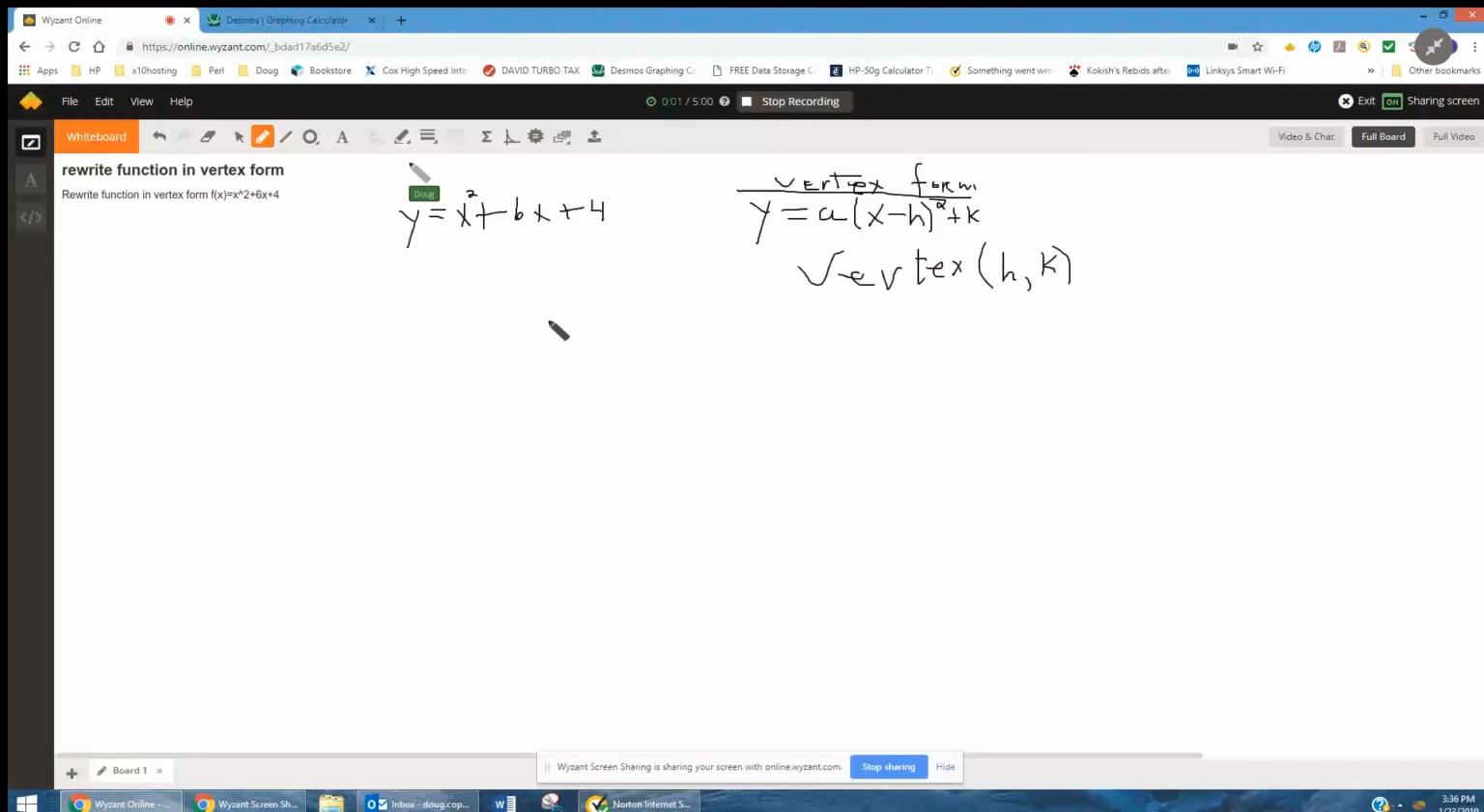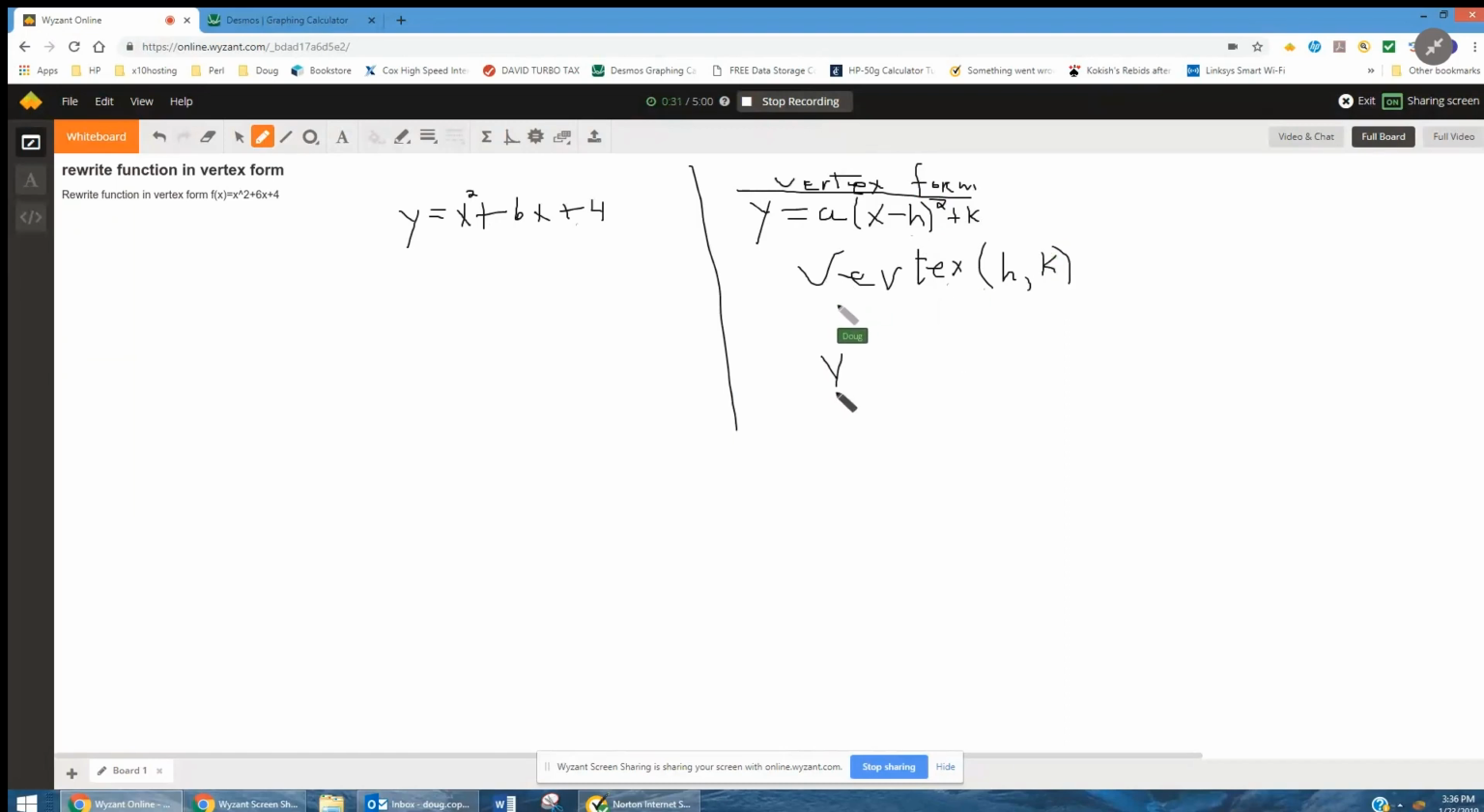The function that we're starting with here, f of x equals x squared plus 6x plus 4, is in standard form, where a is 1, b is 6, c is positive 4. To convert that to vertex form, we want to end up with something that looks like this: a times the quantity x minus h squared plus k. And when you get it in that form, it's easy to identify the vertex. The vertex will be at (h, k).